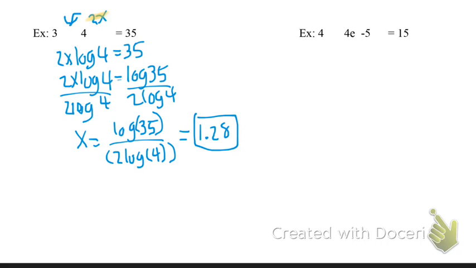Now we'll be moving on to example 4. Example 4, we will be using natural log, which is different from log. See that there is the e right here next to the 4. When you see that, that stands for natural log, which means you will be using the natural log. So, our equation is 4e to the x minus 5 equals 15.